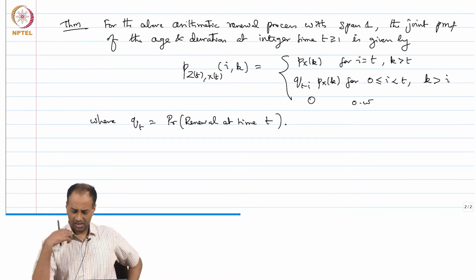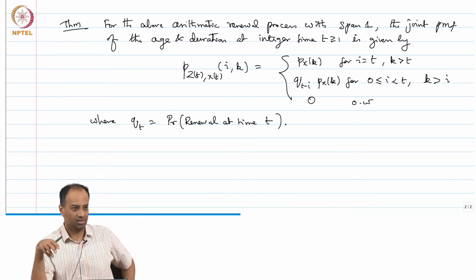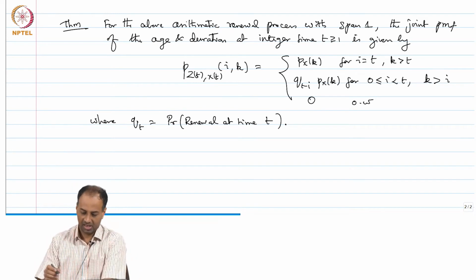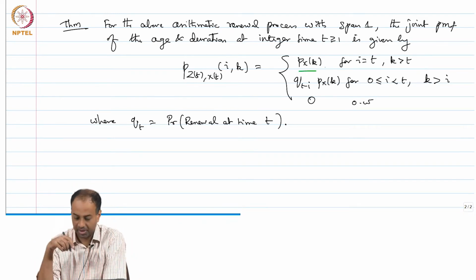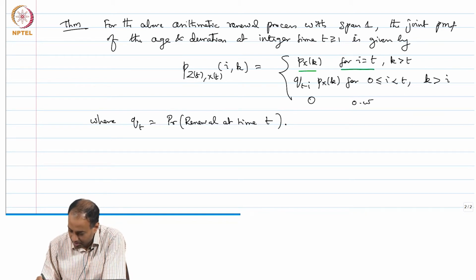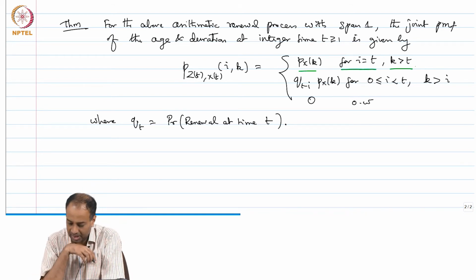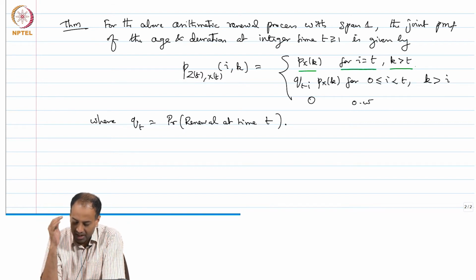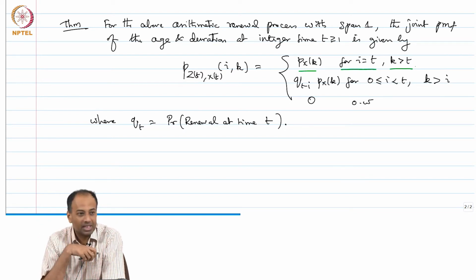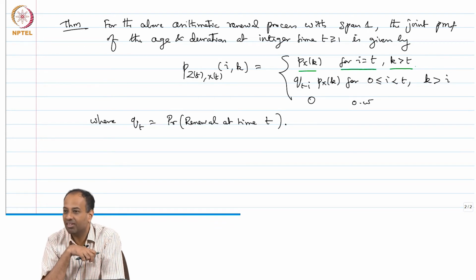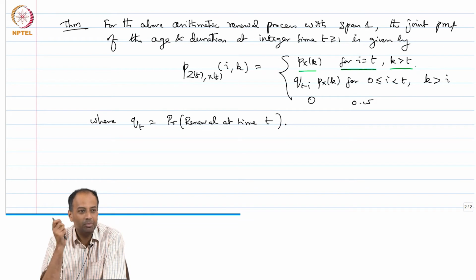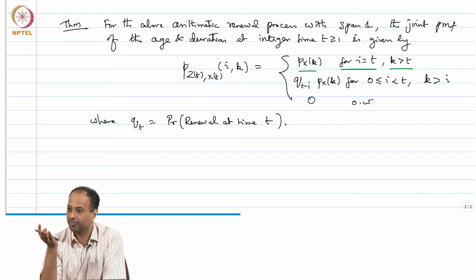Now, this joint PMF has essentially two parts, right. The first, P_X(k) for i equal to t and k greater than t, deals with the case i equal to t. What does that mean? i is the variable corresponding to age. What does it mean to say the age is t? It means that at time t, even the first renewal has not happened so far, correct.